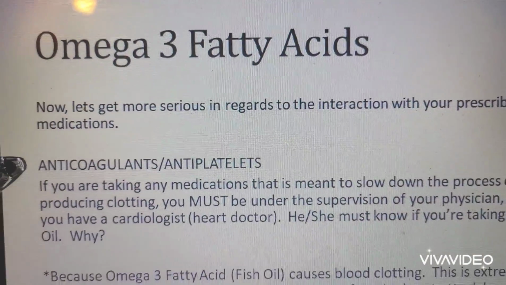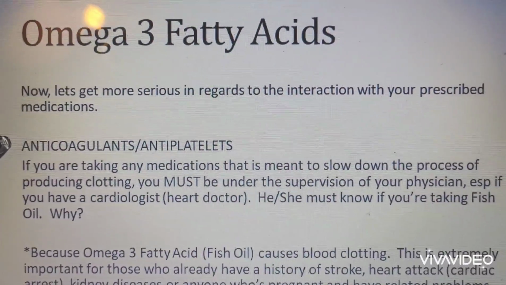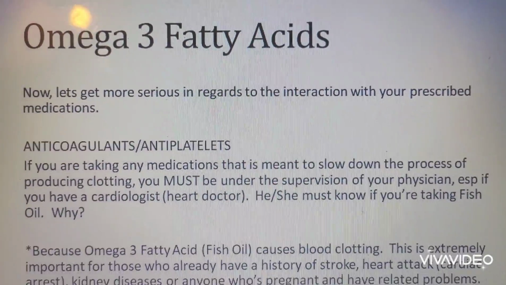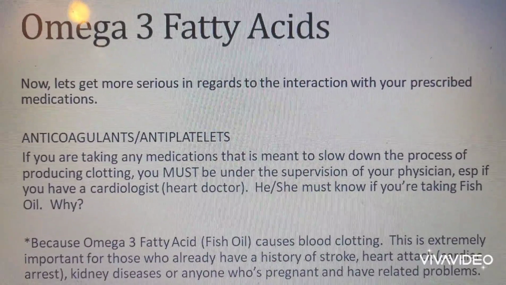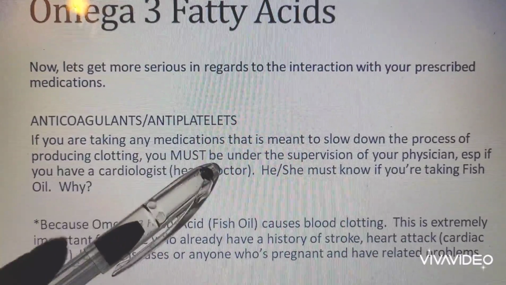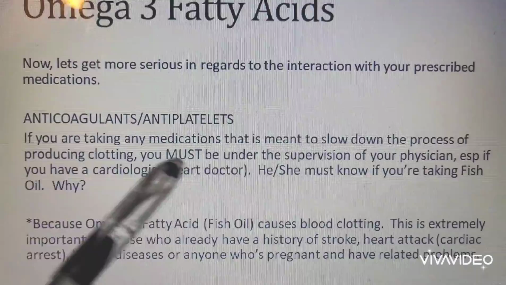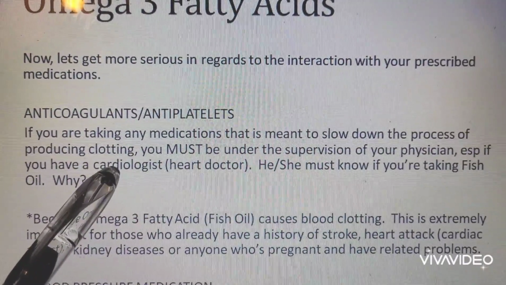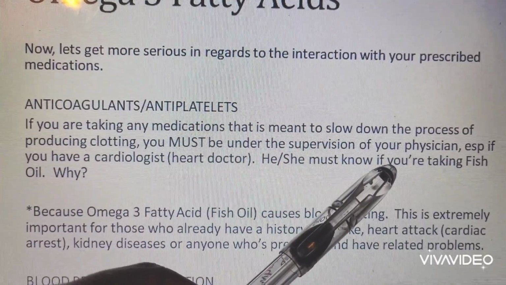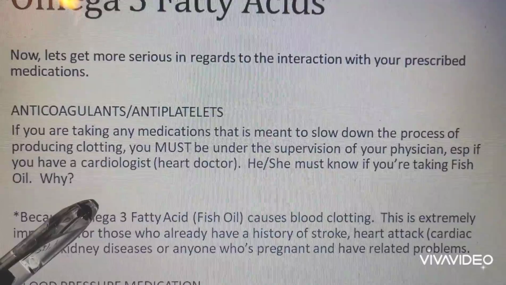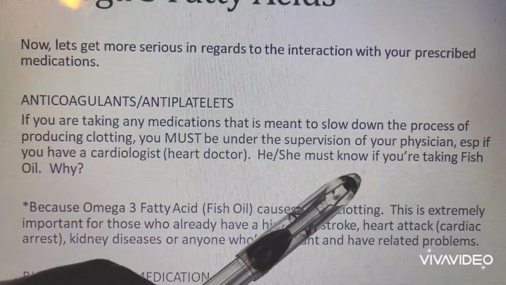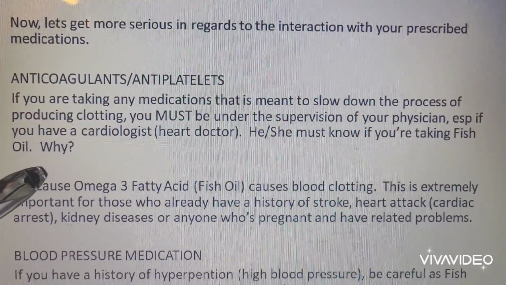Okay, now let's get more serious in regards to the interaction with your prescribed medications. So if you go out and buy this and you're taking certain medications and you're not telling your physician, take a listen. If you are taking any medications that are meant to slow down the process of producing clotting, you must be under the supervision of your physician, especially if you have a cardiologist, which is a heart doctor. He or she must know if you're taking fish oil. And why is that?